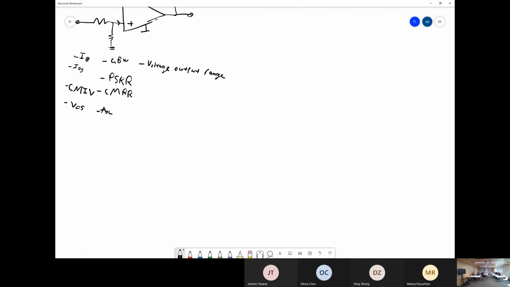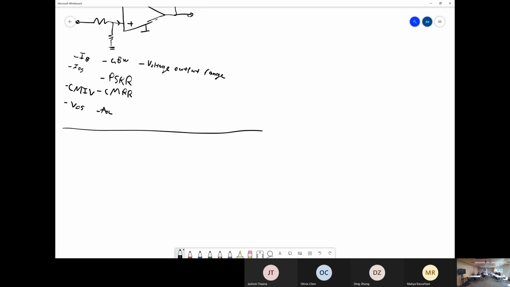We can do power supply rejection. Oh, you've got that one, PSR, yeah. Okay, so what else is there? I guess we can look at some noise sources.